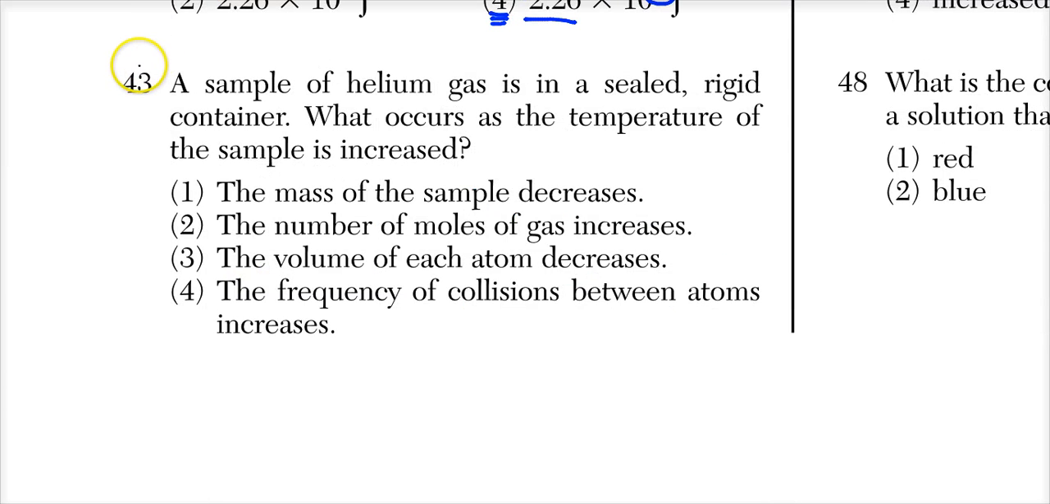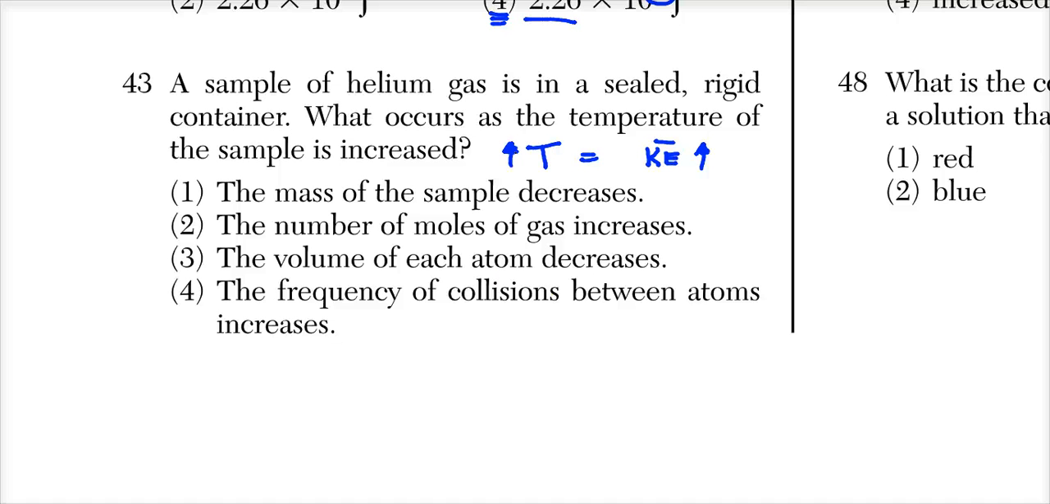So this question, number 43: a sample of helium gas is in a sealed rigid container. What occurs as the temperature of the sample is increased? Well, we should know that as temperature increases, the average kinetic energy is going to increase, because as kinetic molecular theory suggests, temperature is proportional to the average kinetic energy. So they're going to move faster.